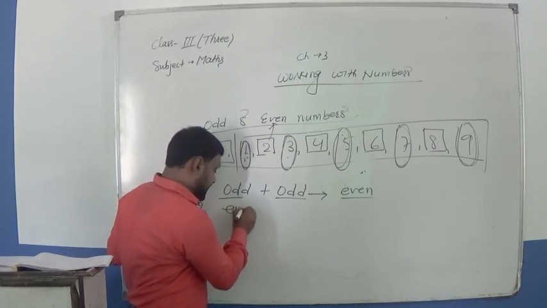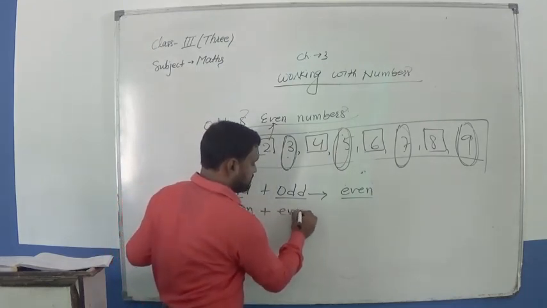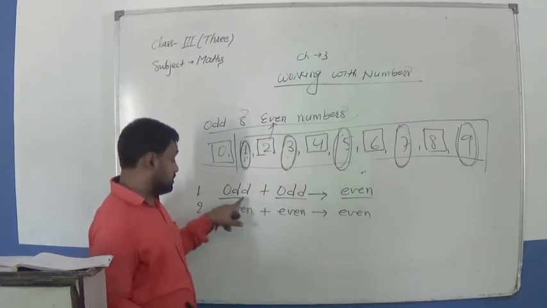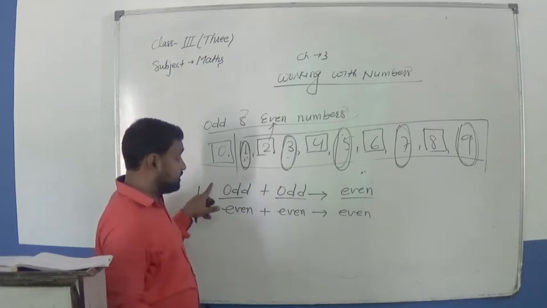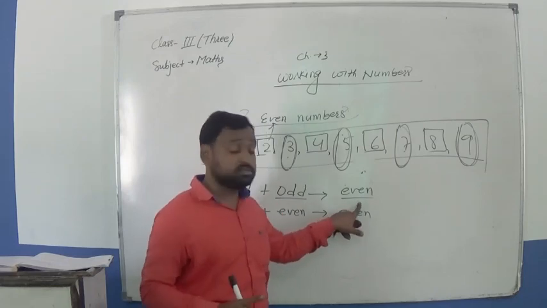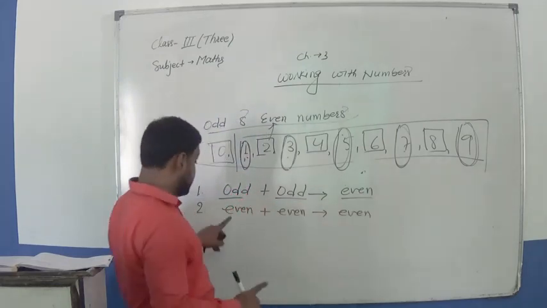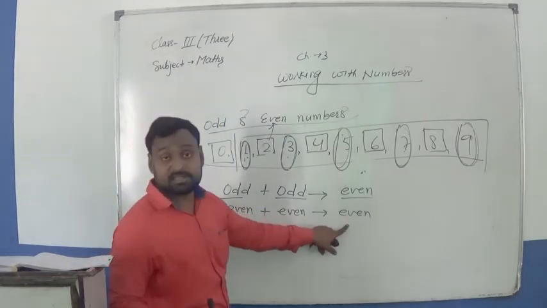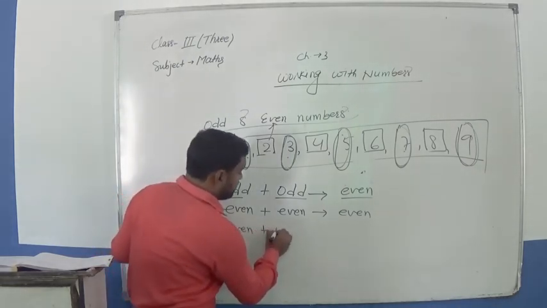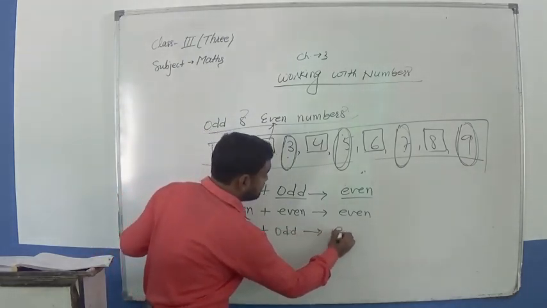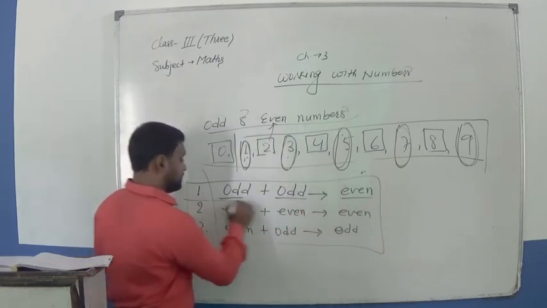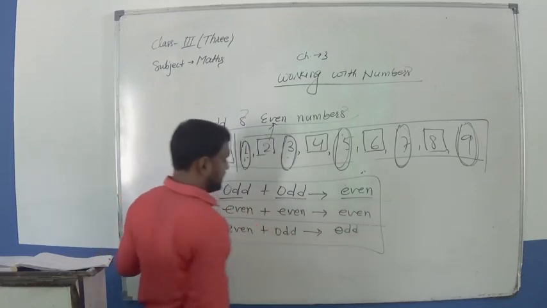Second, when we add two even numbers, it remains even. Once again, when we add one odd number plus one odd number, it becomes even. And when we add two even numbers, it remains even. And the third, when we add one even number and one odd number, it becomes odd. You have to keep this in mind.